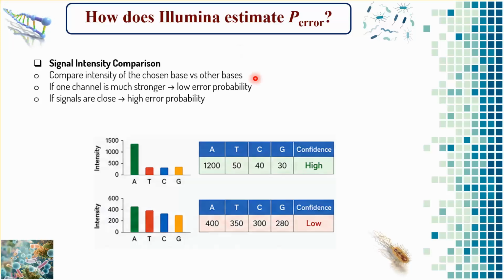Let's look at this example. If A has the intensity of 1200 and others are very low, as we can see in this table, 50, 40, 30, then the confidence is high. Now look here, if A is 400, T is 350, C is 300, G is 280, then the confidence is low as the signals are very close.